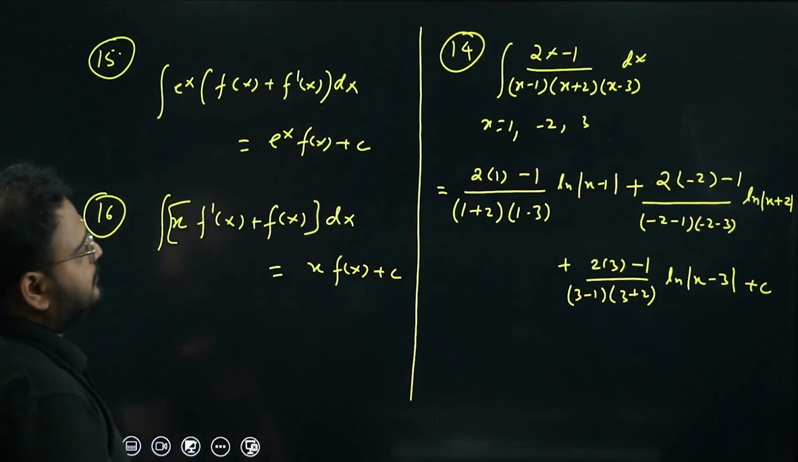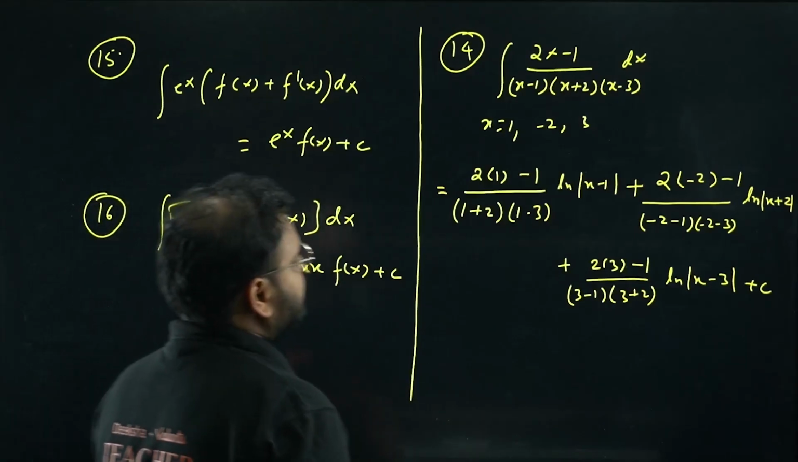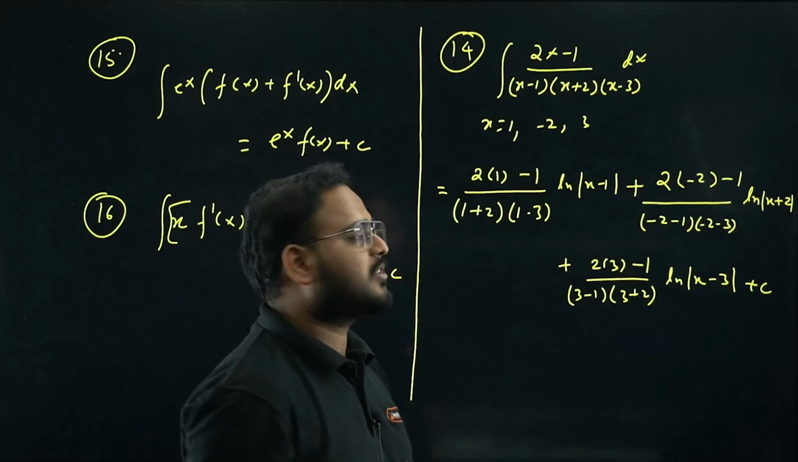Trick number 14. Please check. The integral of 2x minus 1 times root of (x minus 1)(x plus 2x minus 3) dx is there. Now by parts, the best trick of all time from integration, this question can come.